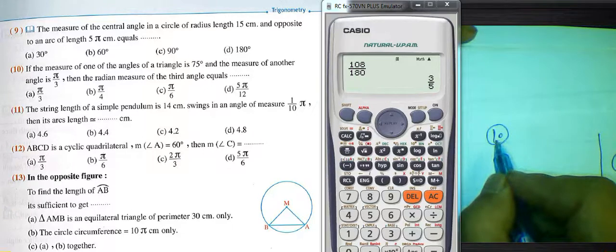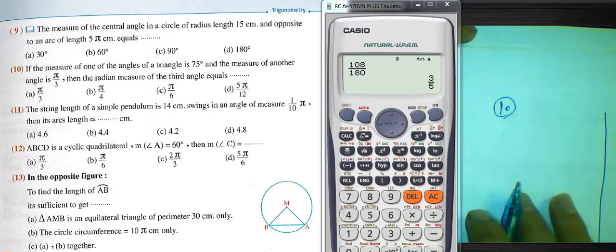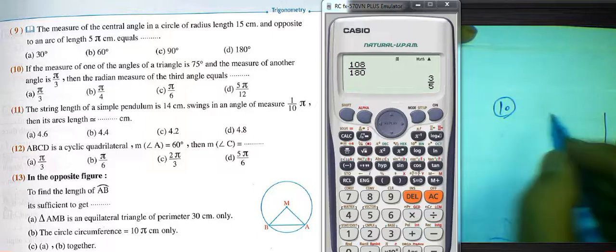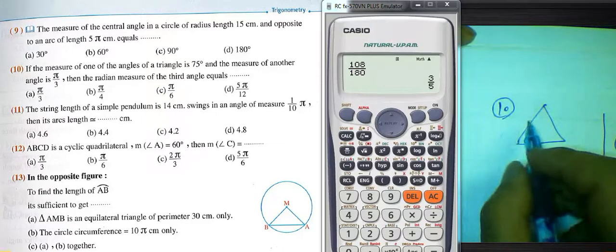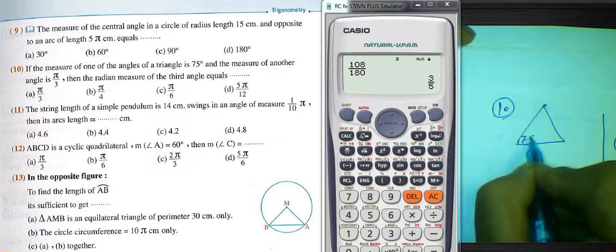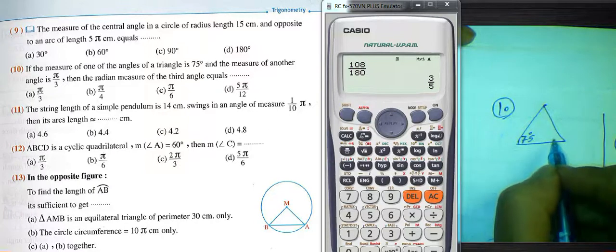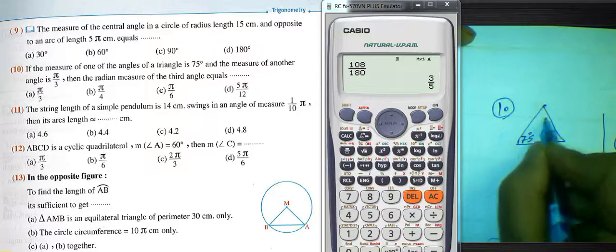Question number 10: if the measure of one of the angles of a triangle is 75 degrees and the measure of another angle is pi over 3, then what is the radian measure of the third? We know the sum of the interior angles of a triangle equals 180. So this is 75 degrees, and pi over 3 is 180 over 3, which equals 60. So we can find the third.